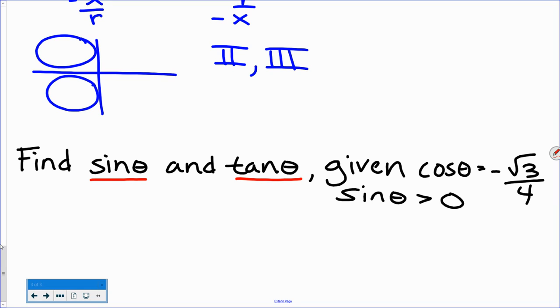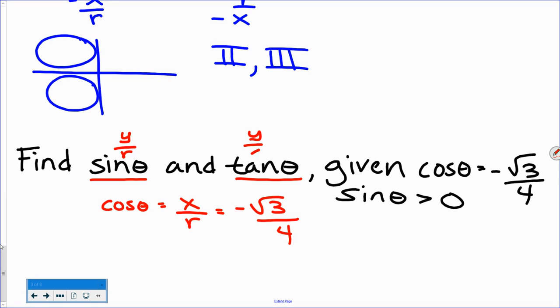If I use the fact that cosine of theta is x over r, and I've been given negative square root of 3 over 4, I should know my x and my r. If I'm finding sine, I want y over r, so I will need to find y. And then tangent would be y over x, which I already have x, but I'll need to make sure that we find y.